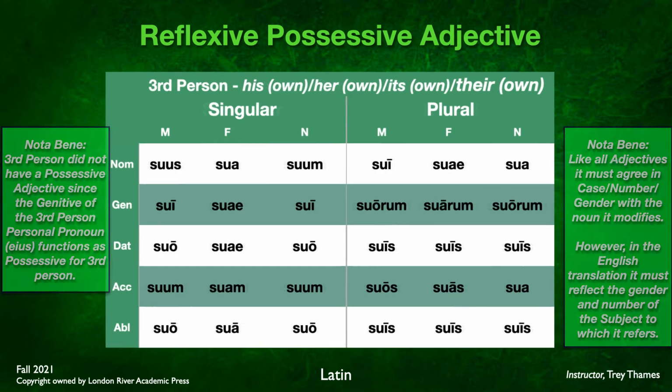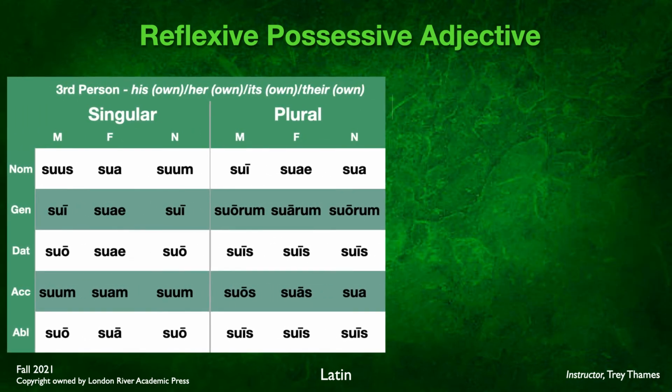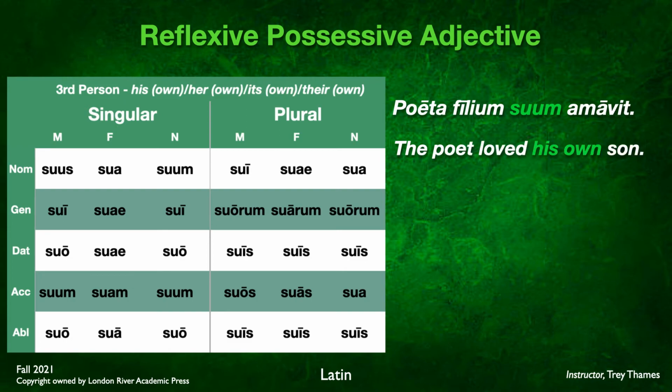All right, let's look at a couple examples, see if we can't put this into perspective here. Here's a sentence, poeta filium suum amavit. The poet loved his own son. Here we have suum, which is the masculine accusative singular form of the reflexive possessive adjective. And it's simply describing filium, right, because they're both accusative, masculine singular, but it is bending back or reflecting on the subject. The poet loved his own son.